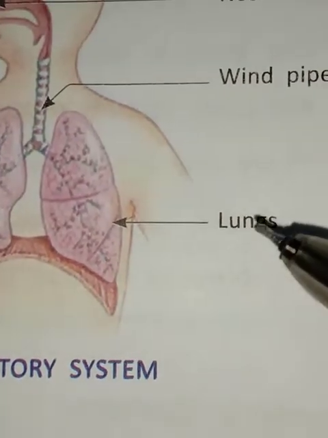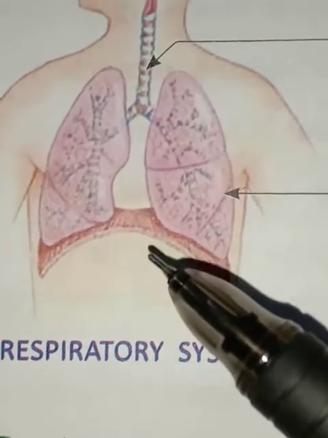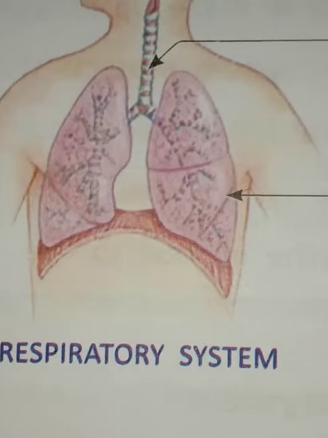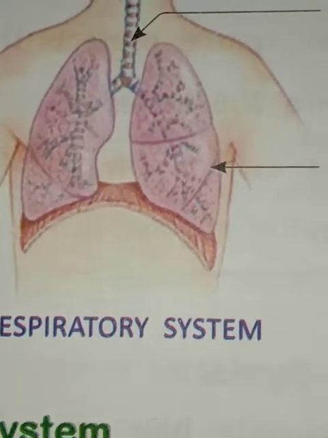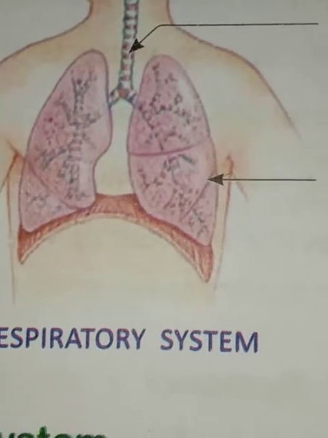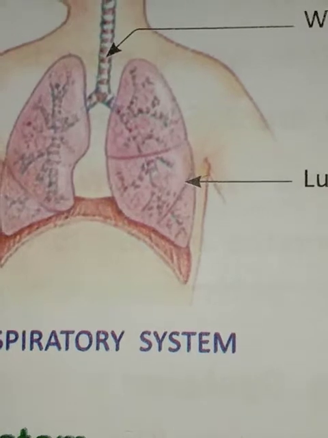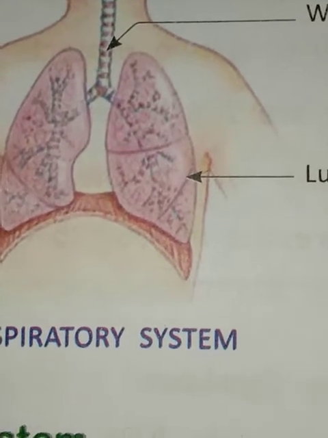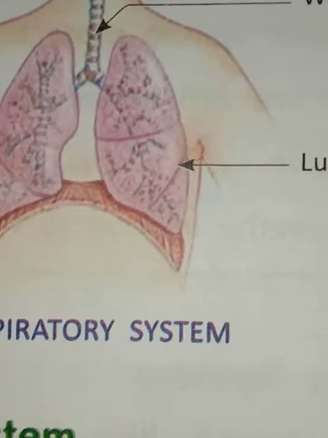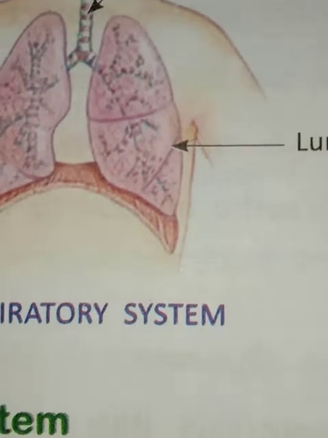Now student, third is lungs. You can see lungs. Okay. Now lungs are a pair of organs in our chest. They have a spongy texture and are pinkish grey in color. The lungs are the center of the respiratory system. Every cell of the body needs oxygen to stay alive and healthy.